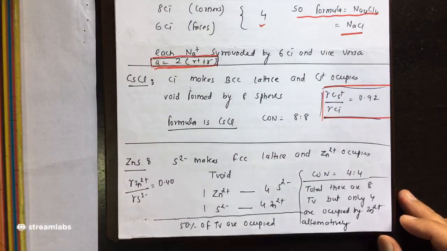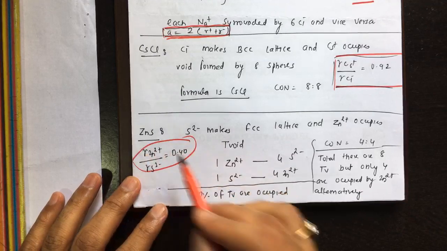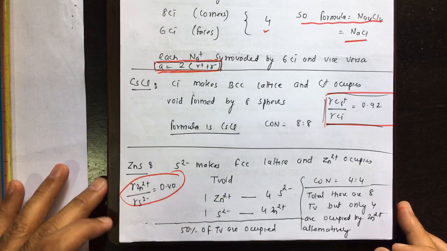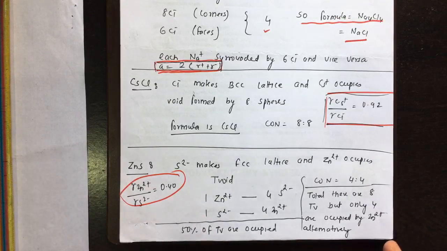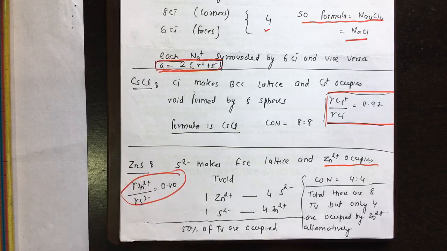Next we come on to zinc sulfide. If you talk about zinc sulfide arrangement, again you will find out the radius ratio, and that radius ratio comes out to be what? Radius of zinc ion by radius of sulfide ion. That comes out to be 0.40. So zinc ion will make what? This falls under tetrahedral void, because tetrahedral void is 0.225 to 0.414. So sulfide ion makes the FCC lattice, and zinc ion occupies the tetrahedral void. And as you know, each tetrahedral void is formed by 4 spheres.